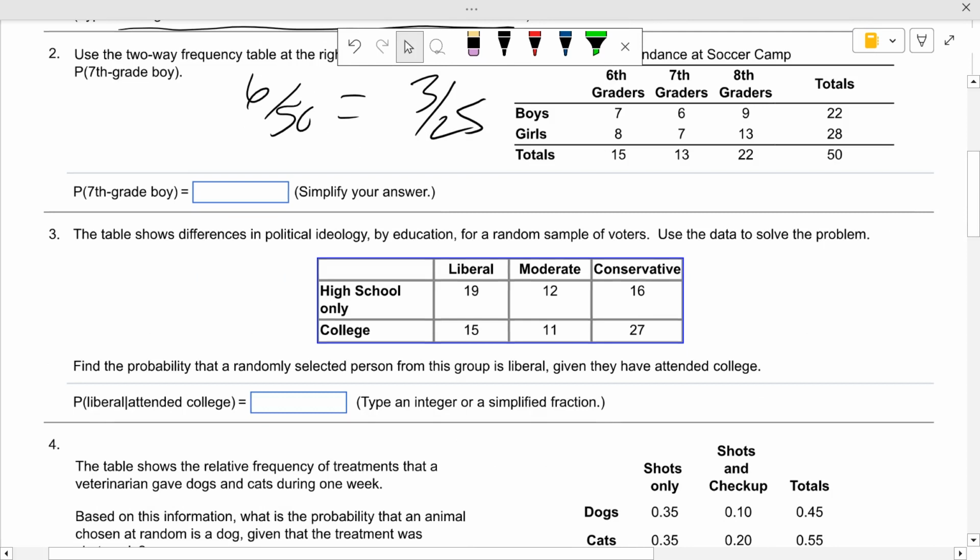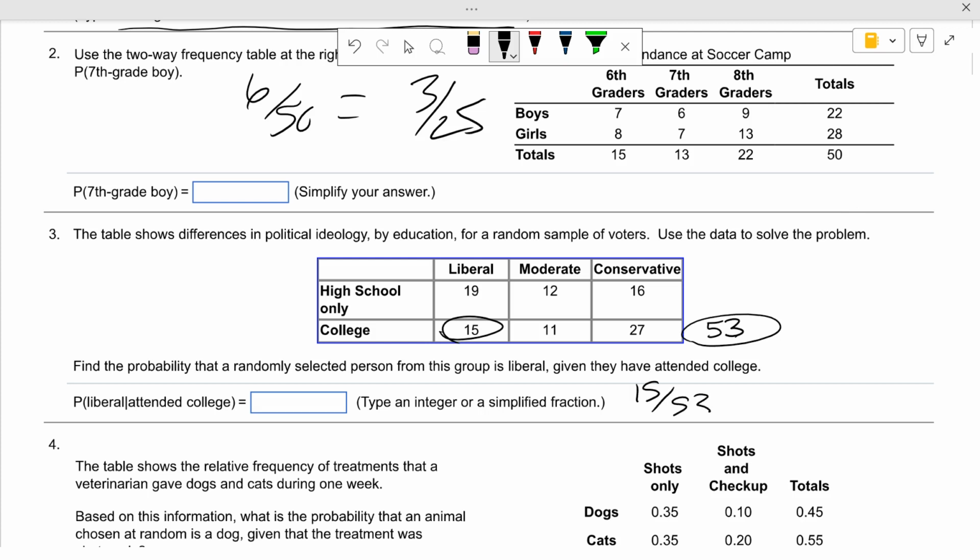Okay? Now, this didn't have a line, so it's out of the total. This has a line right here, attended college, liberal. So out of those who attended college, how many are liberal? Okay? So you take the 15 plus 11 is 26, plus 27 is 53. Of those, 53 attended college, 15 are liberal, so you go 15 out of 53.